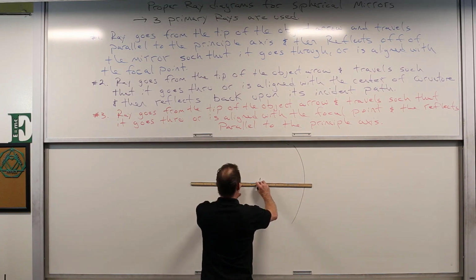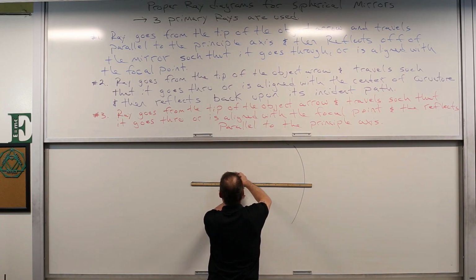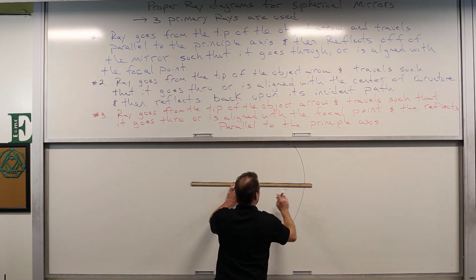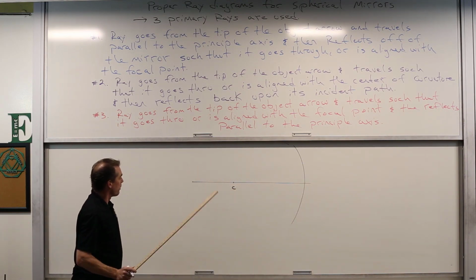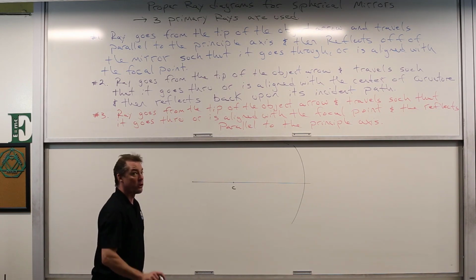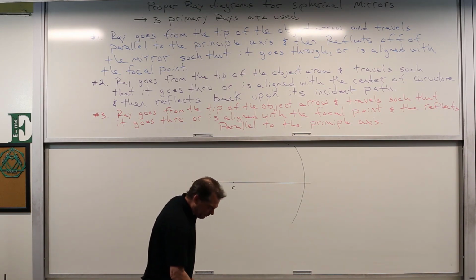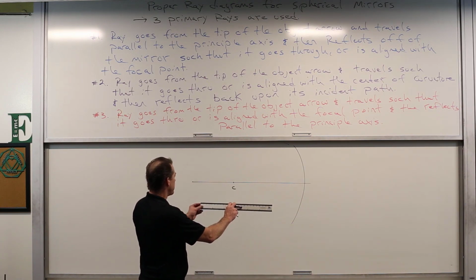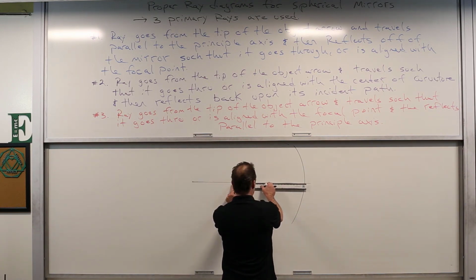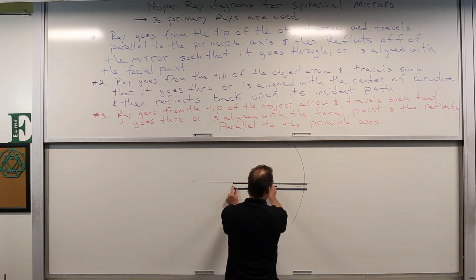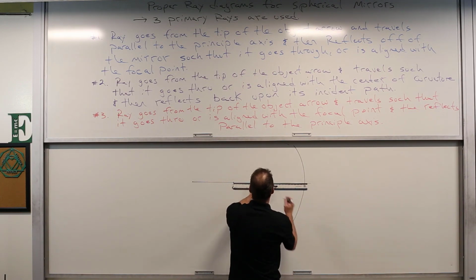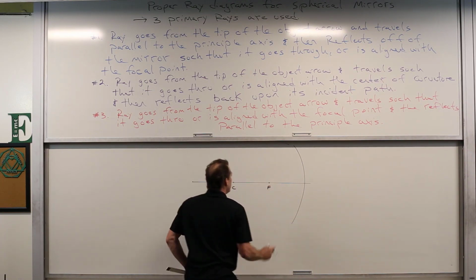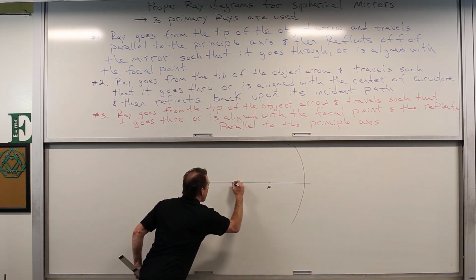We'll draw ourselves in a principal axis. The principal axis goes through the center of curvature and goes through the mirror at normal incidence. And we note that for spherical mirrors the focal point is halfway in between the center of curvature and the mirror along the principal axis. So say like 11.5, that sounds good. Let's put the focal point right there. So we've got a focal point and a center of curvature.